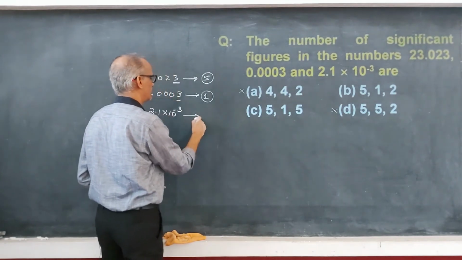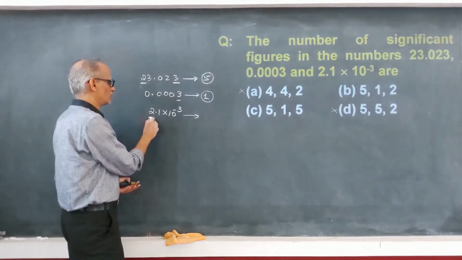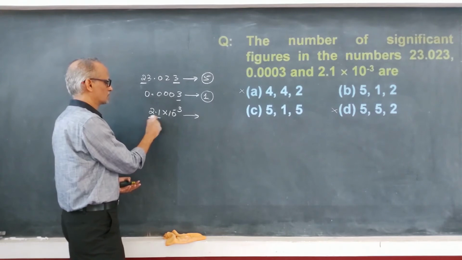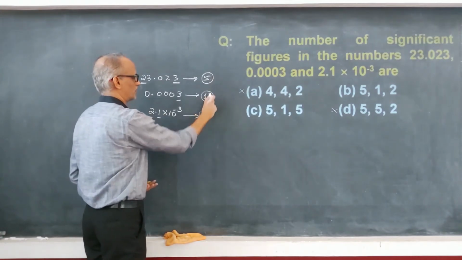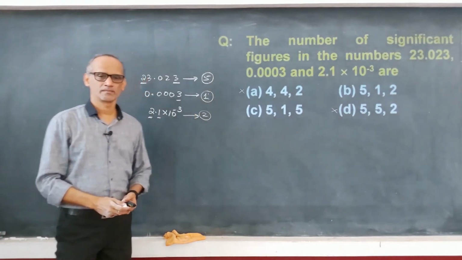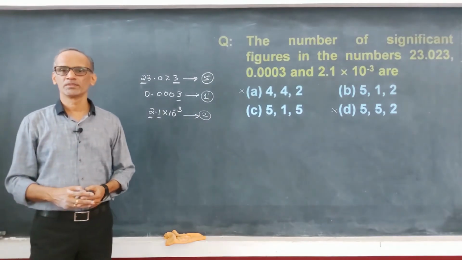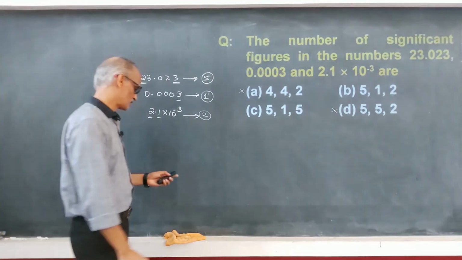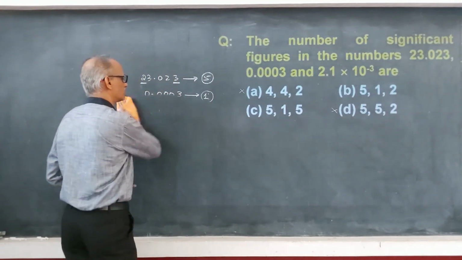So we have to verify the next. Okay, so most and the least. So total 2. So 5, 1, 2 is the answer. So the choice is option B. Okay. Understood? So very simple, easy question.